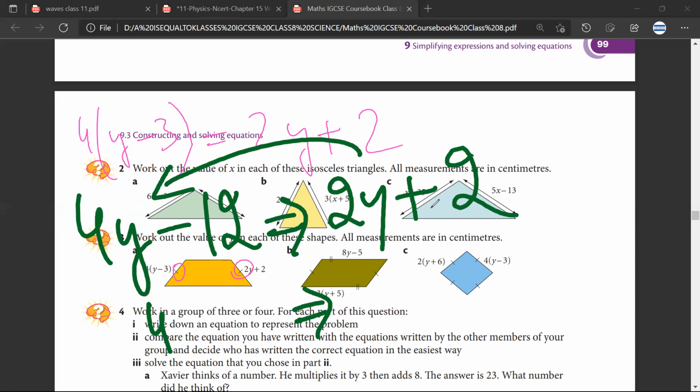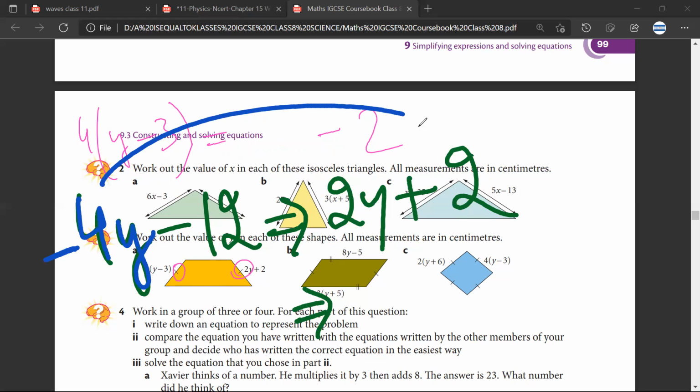Sarthak, have you understood? Yes, sir. See, if I bring my 4y to this side, what I am trying to tell you is that if this equation was something like this, have you understood now? Sarthak, have you understood? Yes, sir. In this case, what I would have done is I would have brought this here.